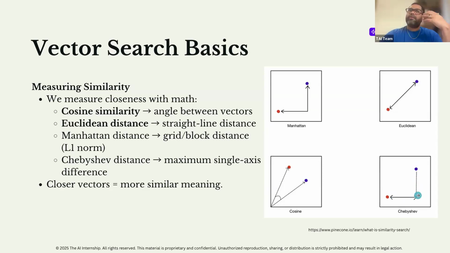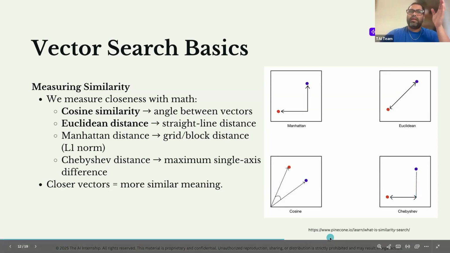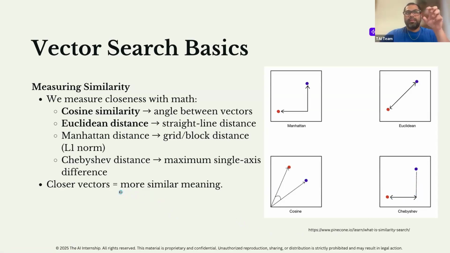But in 95% of the cases, cosine and Euclidean distance might be sufficient for your use case. So at the end of the day, what you're looking for is closer vectors, meaning more similar meaning. That's the idea. And you do these kinds of mathematical calculations to find those similar embeddings, and that is what happens in a normal vector database.